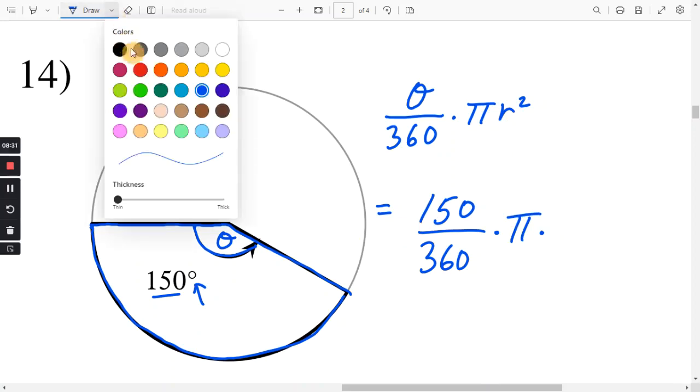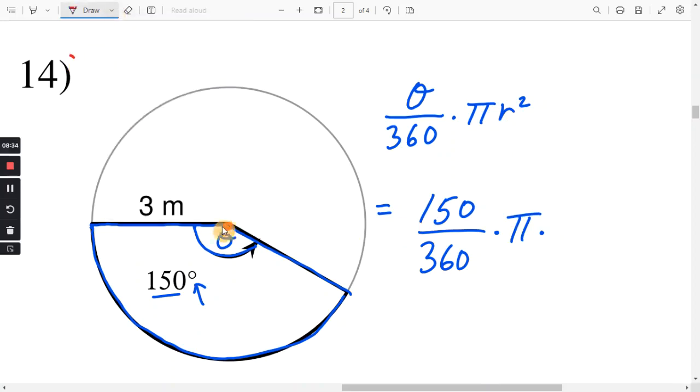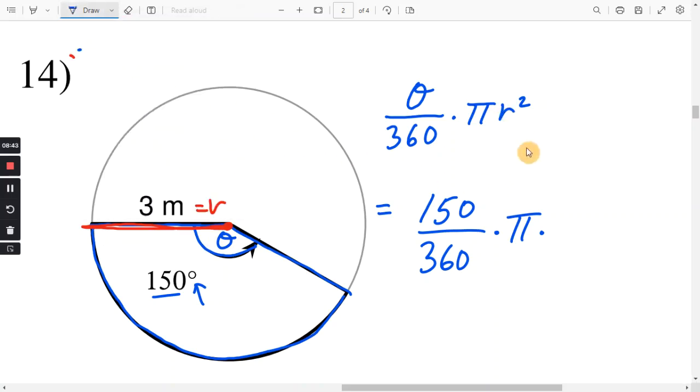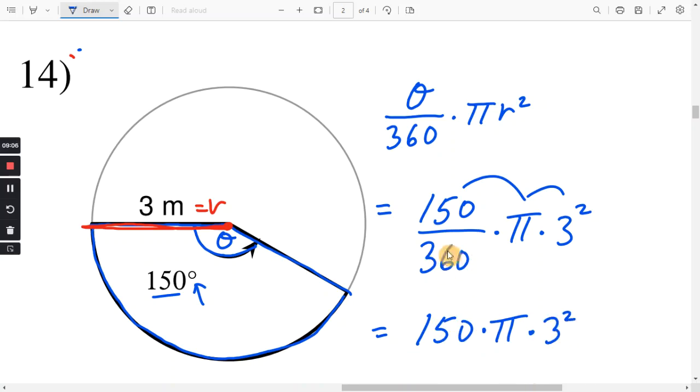We can see the radius goes from the center to the circle itself right there, so the radius r is going to be 3. We'll do the units later. In place of r, I'm going to put a 3, and that gets squared. Once again, these numbers out front are a numerator, so they're multiplied by this numerator. We need 150 times pi times 3 squared in the numerator, and the one denominator is 360, so it's going to be divided by 360.